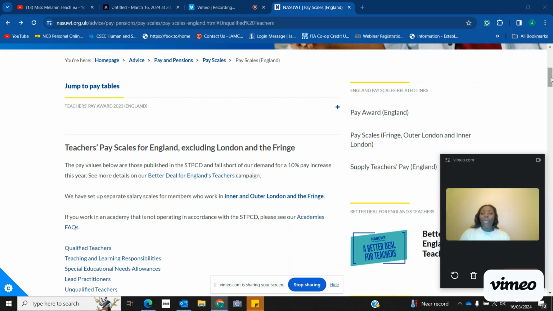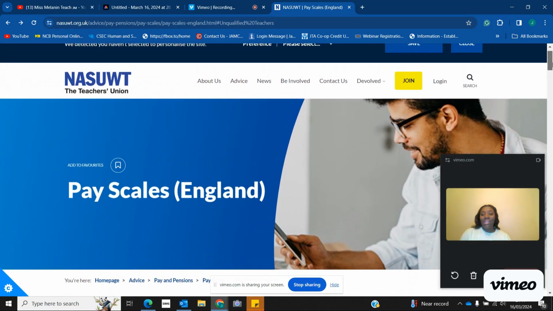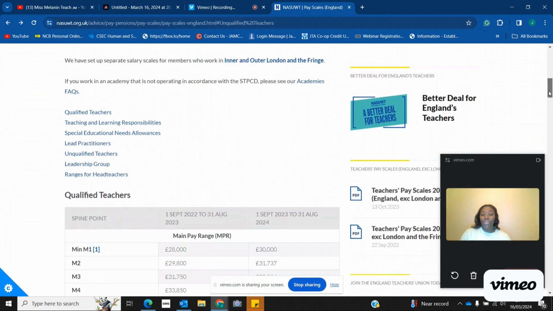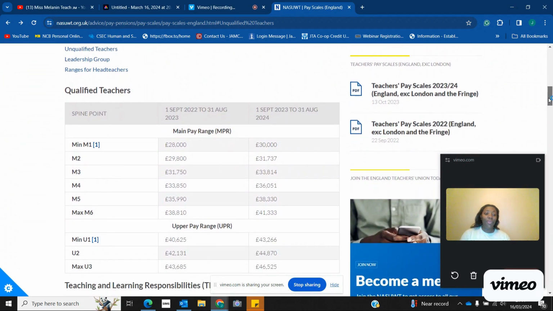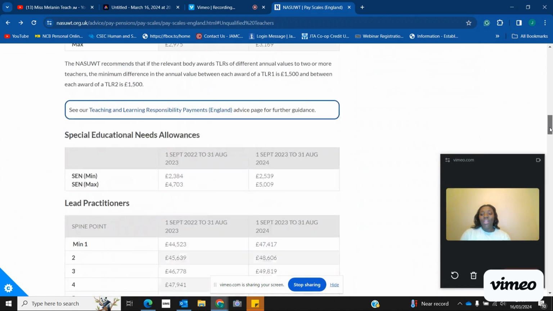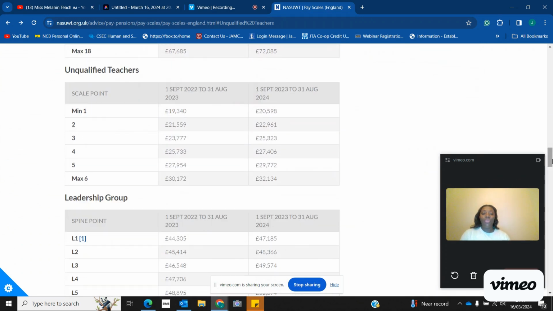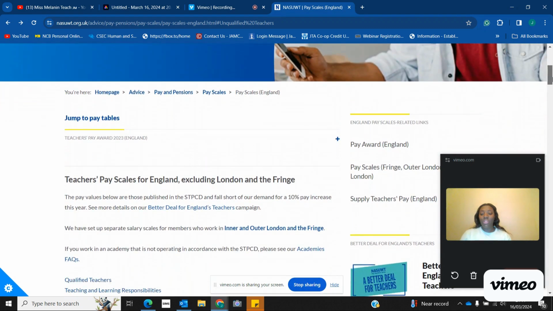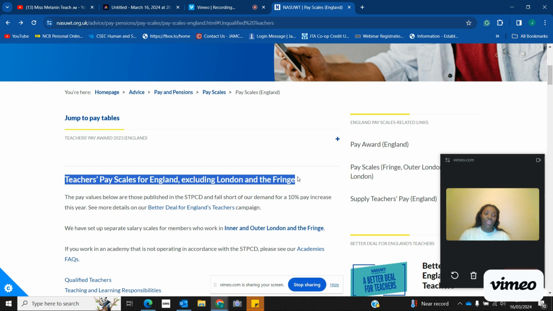Good. All right. Now, what I did was a quick Google search, teacher pay scales UK, and it takes you directly to a couple of websites. What I like to go with is NASUWT. This is actually a union. It's not really the top one, and I just like the setup of them, even though they're not my union. Anyways, let's look at, I'm going to start from England. If I take you guys back up to the top, you'll see that this is the teacher pay scales for England, excluding London and the fringe, right?